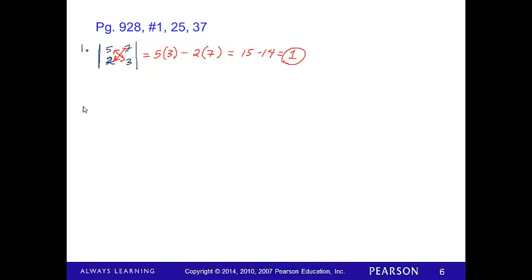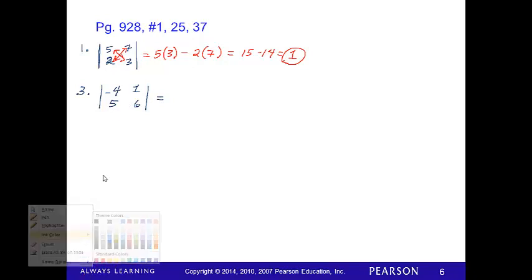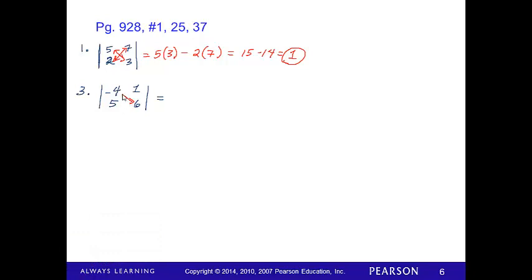Okay, let's move on down to, I'm going to actually add some more into here. So let's look at number 3. So now we have -4, 1, 5, 6. And again, remember, it's a cross multiplication. So it's going to be -4 times 6, and then it's going to be 5 times 1. So -4 times 6 minus 5 times 1, and that's -24 minus 5, which is -29. So the determinant of this matrix is -29.